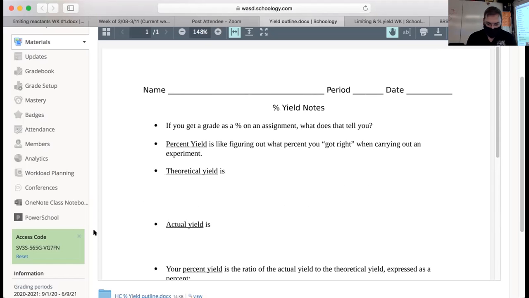So hold on, let me add a page here. I want to copy this in something else.